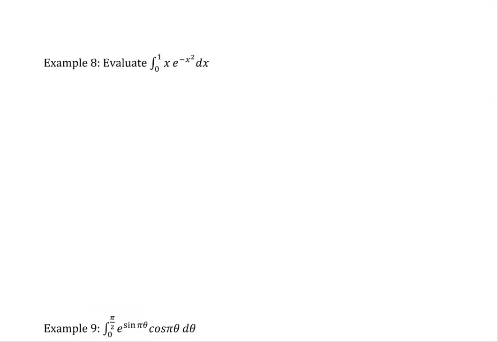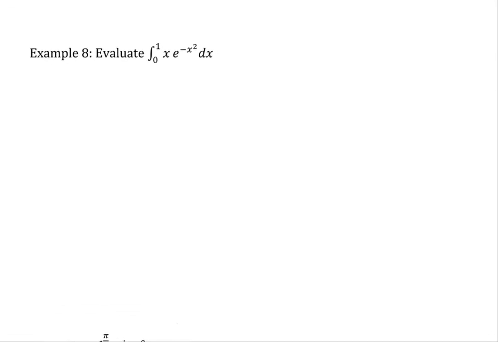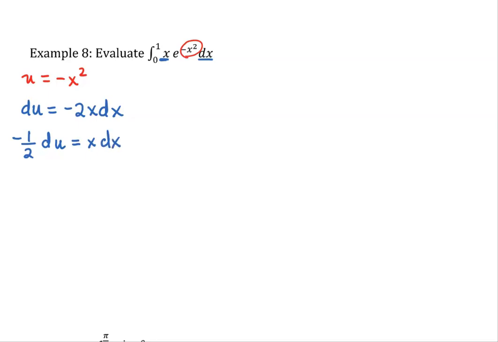Example 8, it will be evaluating this definite integral. I am again going to choose u to be everything that is in the exponent of e. So u is equal to a negative x squared. We will then come in and take our du to give us a negative 2x dx. We do not have the negative 2, but we do have the x dx. So I'm going to divide both sides of this equation by a negative 2, or multiply both sides of this equation by a negative 1/2 to get that negative 1/2 du is equal to x dx.